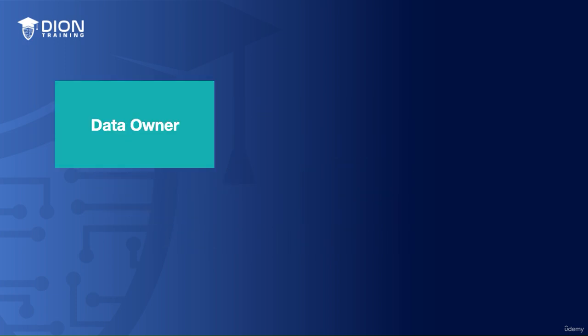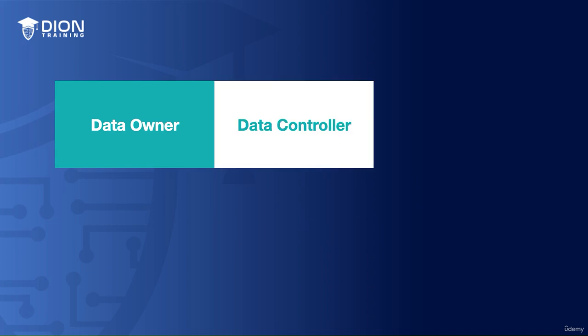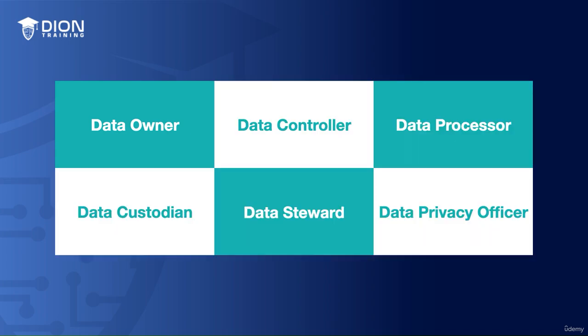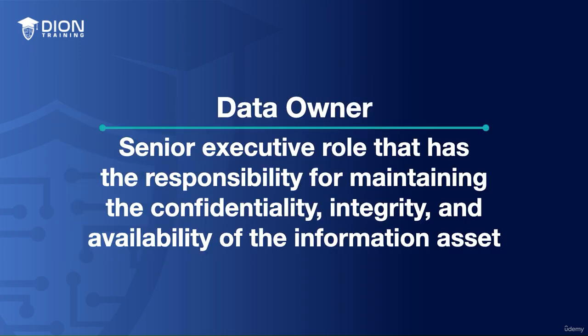These include things like the data owner themselves, the data controller, the data processor, the data custodian, the data steward, and the data privacy officer. Let's take a look at each of these. First, we have our data owner. This is going to be a senior executive role, and they have the ultimate responsibility for maintaining the confidentiality, integrity, and availability of the information asset.